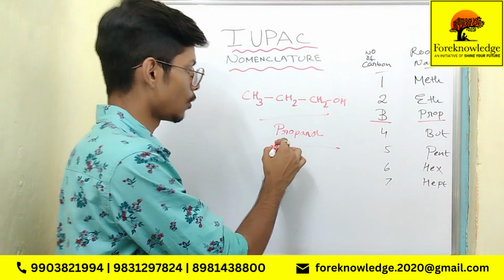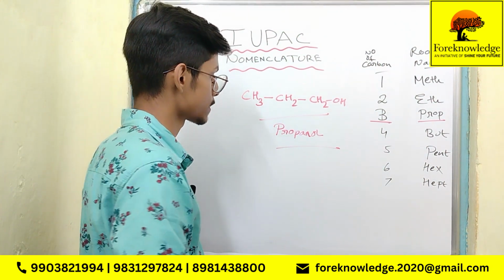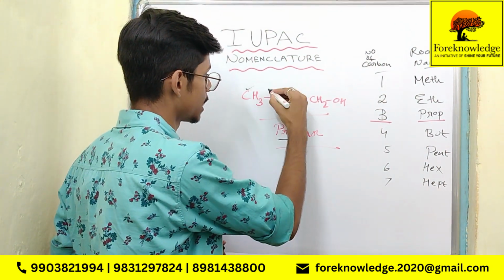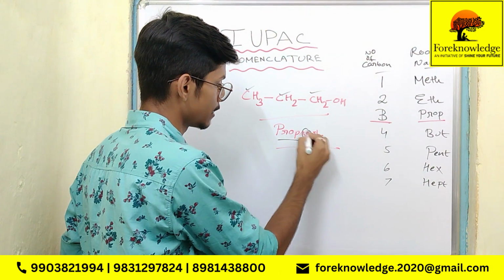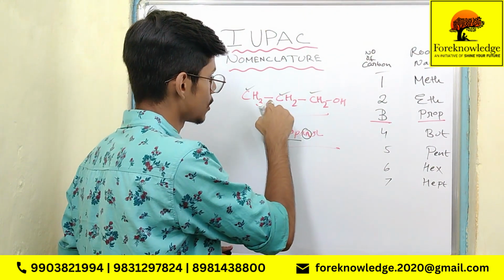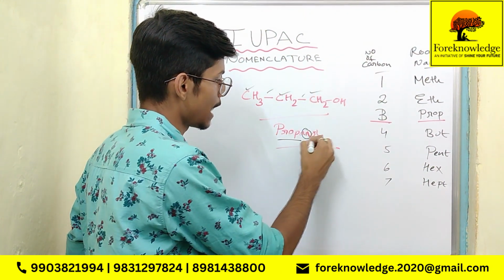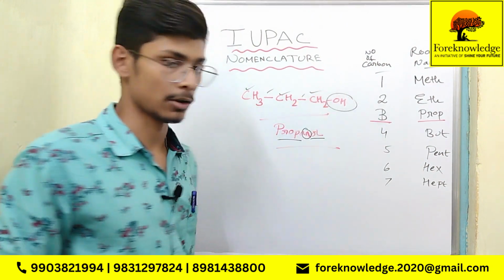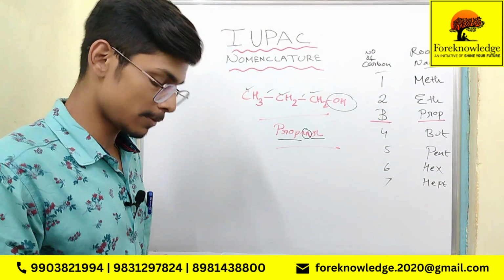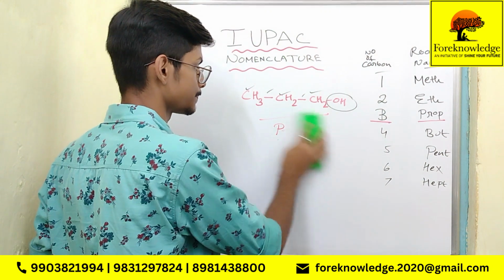Propanol. Why have we written prop? Because 3 carbons are present, and "an" because it is an alkane as all single bonds are present, and "ol" as it is an alcohol. Okay. So I will be showing you more examples.